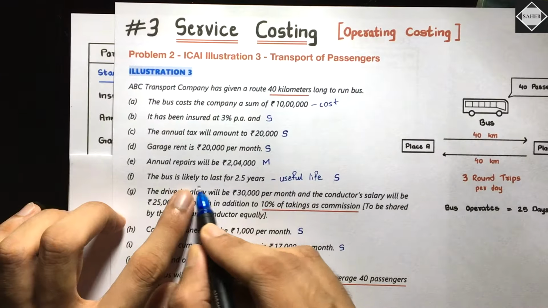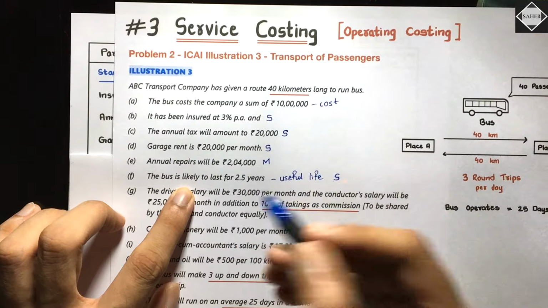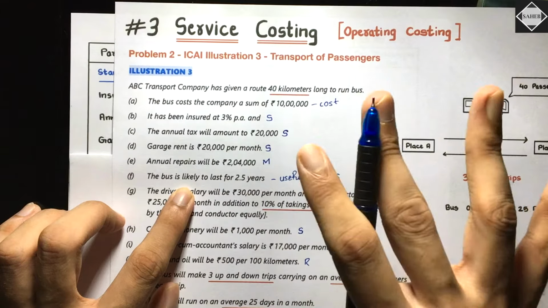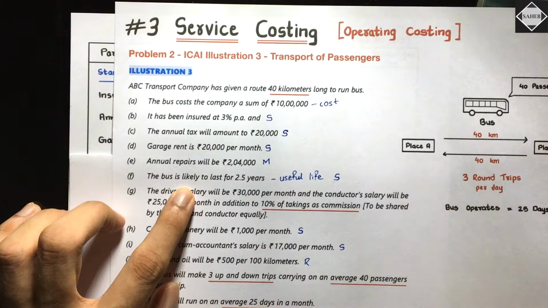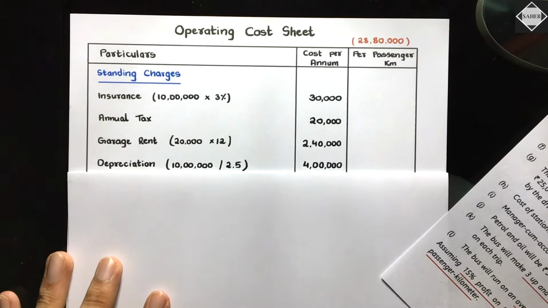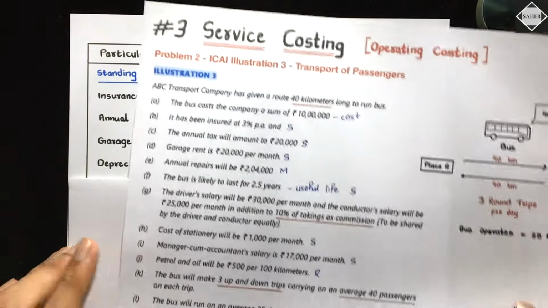Then they are saying the bus is likely to last for 2.5 years. Depreciation, we calculated 10 lakh divided by 2.5, that was 4 lakh. This 4 lakh is the yearly depreciation, isn't it? So it is standing charge because depreciation right now is calculated on time basis, isn't it? 2.5 years they said now, so depreciation will come over here, 4 lakh. Is it clear? Simple.